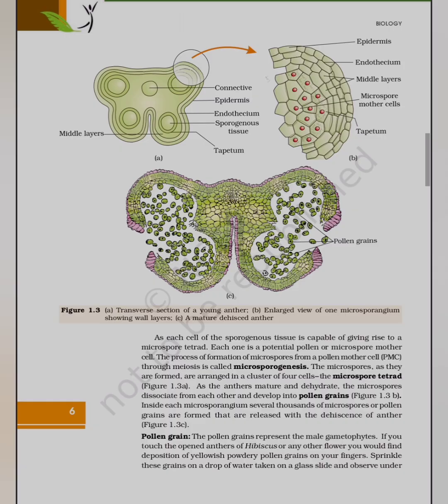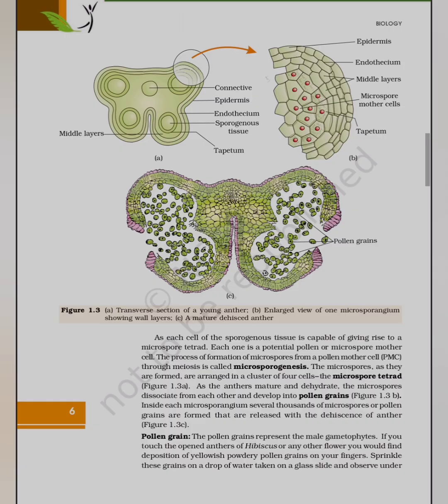The process of formation of microspores from a pollen mother cell through meiosis is called microsporogenesis. The microspores, as they are formed, are arranged in a cluster of four cells, the microspore tetrad. As the anther matures and dehydrates, the microspores dissociate from each other and develop into pollen grains. Inside each microsporangium, several thousand microspores or pollen grains are formed that are released with the dehiscence of the anther.